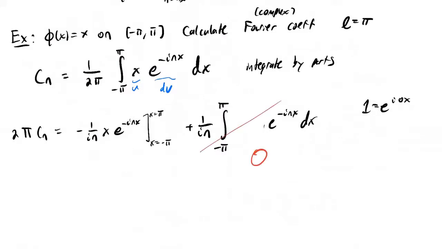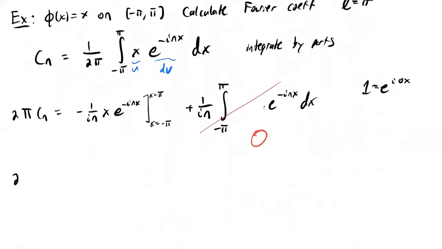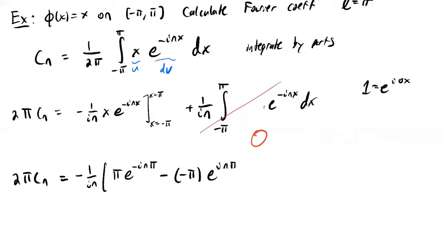And so all we're left with is the boundary terms from integrating by parts. So we get 2 pi cn is equal to, well, I have minus 1 over in times pi e to the minus in pi, and then minus negative pi e to the in pi, right? Plugging in x equals minus pi in the second part. And so this is equal to minus 1 over in. Let me factor out the pi, right? I have a pi in front of both terms, and then I have e to the minus in pi plus e to the in pi.